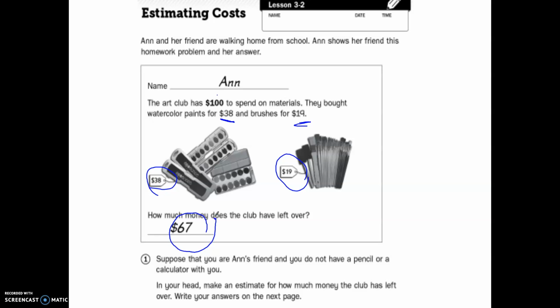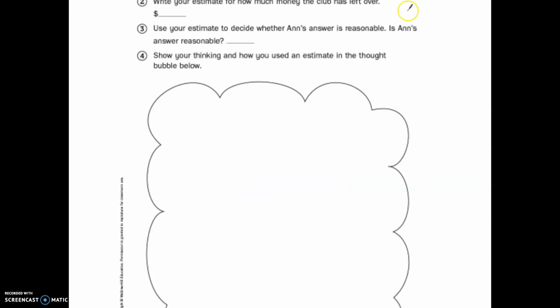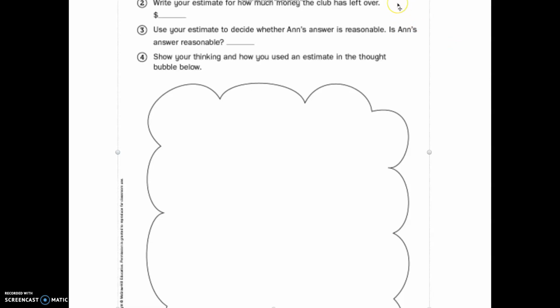Now, suppose that you are Anne's friend and you don't have a pencil or a calculator with you. In your head, make an estimate for how much money the club has left. And you can write your answers on the next page, which looks like this. Okay, and I will have copies of this made so that you can have it to write on. So write your estimate for how much money the club has left over.